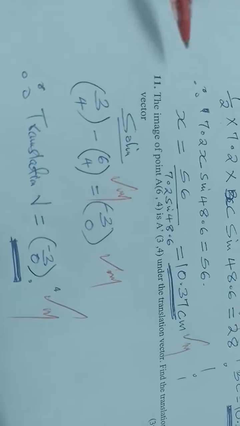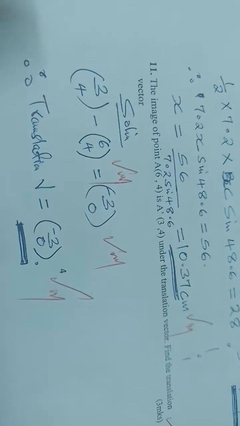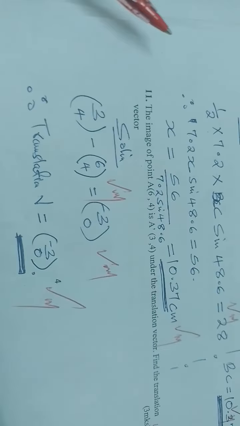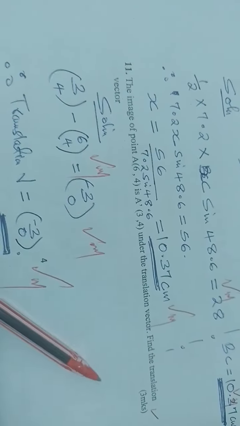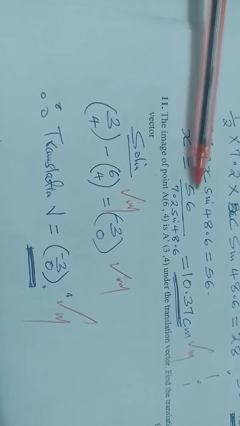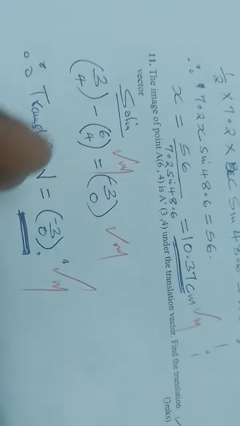Remember this one, it is under vector analysis one, that is in Form 2. The last part of it, we call it translation. Translation is one of the isometric transformations that does not change the shape and the size of the object when it is transformed to an image. For this one, how do you find the translation vector when you are given the image and the object?